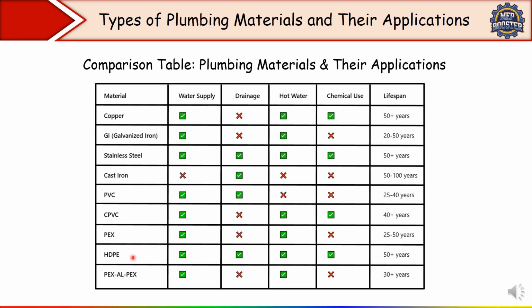Next, HDPE. It is tough and chemical resistant, so used in both supply and waste system, suitable for large infrastructure projects too. Then we have PEX-AL-PEX, multi-layer pipes combining PEX and aluminium. Okay, so we can't use it in drainage or chemical use. Okay, so these are the plumbing materials and their applications we have discussed here.